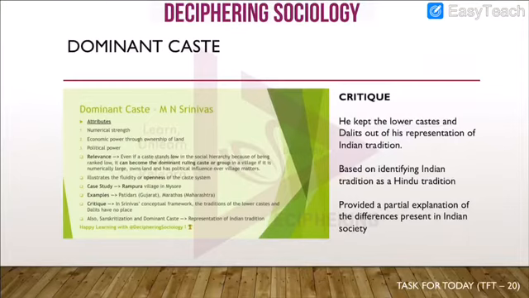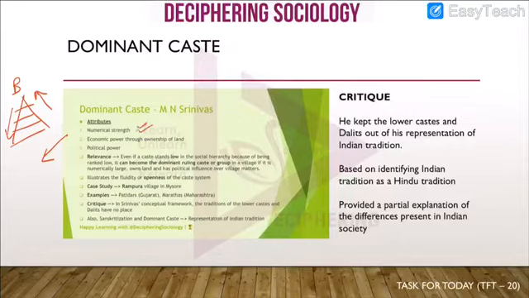But before that, we need to study another concept which was given by M.N. Srinivas. That was dominant caste, and we can see its evidence in today's society also. He said that even though according to the caste system there is a certain arrangement of social groups, for example the Brahmins are at the top and then other castes follow, in some villages, in some areas, this hierarchy was not followed. This hierarchy was changed. So what happened? In those places, a new caste climbed up the hierarchy. It was the dominant caste.